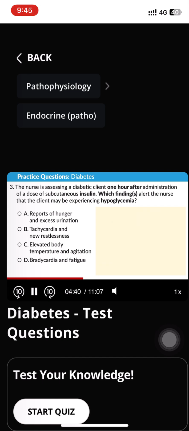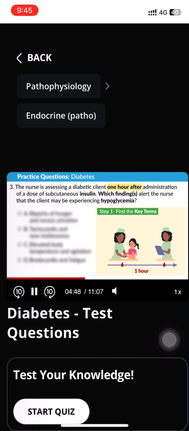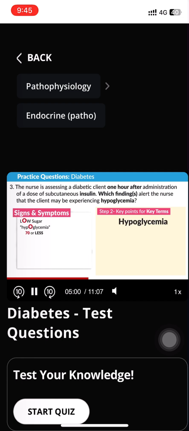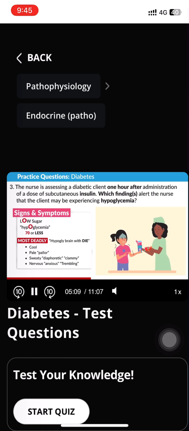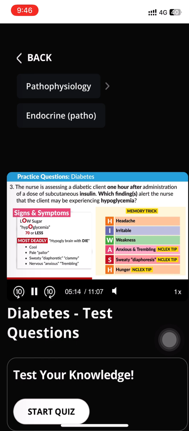All right, let's break it down, following the question breakdown strategy. So once again, first look at the key terms in the question. 1 hour after insulin administration, which findings of hypoglycemia? So again, number 2, think of a few things you know about those key terms. Specifically hypoglycemia, we have to think low blood sugar. So think cool, pale, sweaty, shaky, and clammy. Give that client some sweet juice or some sugary candy. Or just use the memory trick high wash.